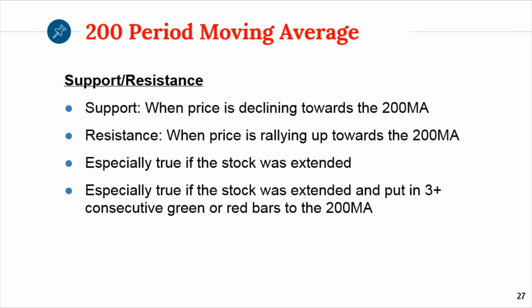As I said, the 200 MA can be viewed as support and resistance. As support when price is declining towards it, as resistance when price is rallying up towards it. This is especially true if the stock is extended and falls hard to the 200 MA or rallies really hard to it. It is especially true if the stock was extended and puts in 3 or more consecutive green bars or red bars to the 200 MA.